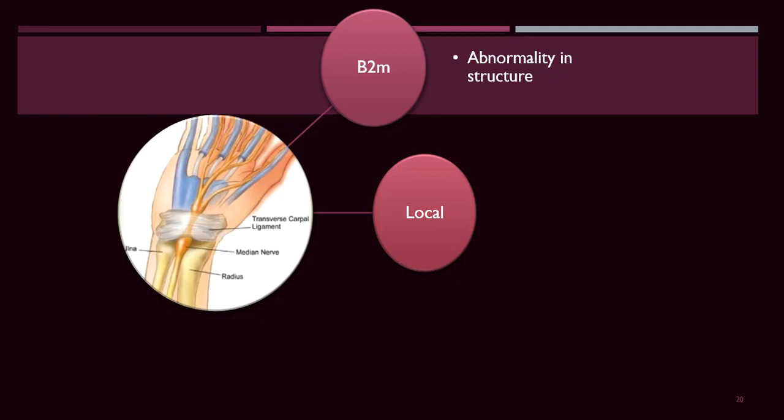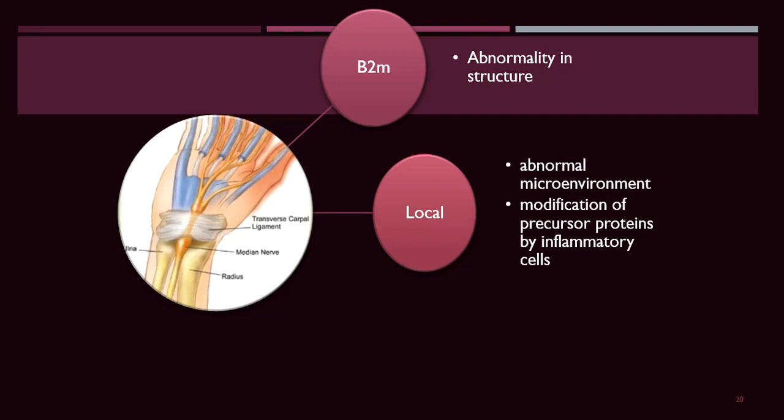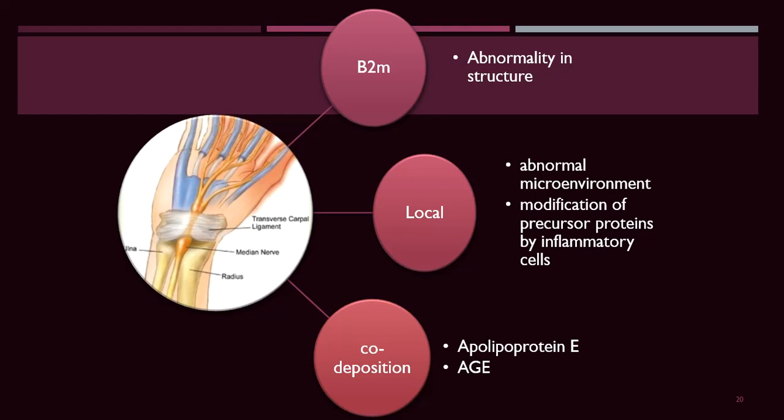Beta 2 microglobulin abnormality in structure, advanced glycation end-product co-deposition, and local deposition occur whenever there is an abnormal microenvironment of inflammation. Such inflammation can make modifications of proteins by inflammatory cells, with co-depositions, mainly with advanced glycation end products. So this is the final scenario of beta 2 microglobulin-related, dialysis-related amyloidosis. We have retention of beta 2 microglobulin with abnormality of structure, and a high affinity to synovial membranes, precipitated by locally inflamed joints by inflammatory mediators with a co-deposition of advanced glycation end products.